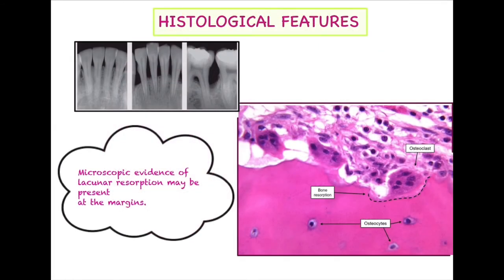Moving on to histological features. Now, only one histological feature has been mentioned in the text. That is, there is microscopic evidence of lacunar resorption, right? And this kind of lacunar resorption may be present at the margins of the bone.